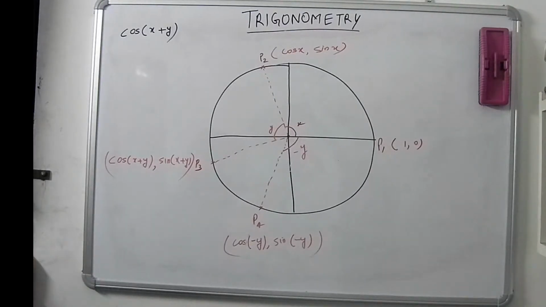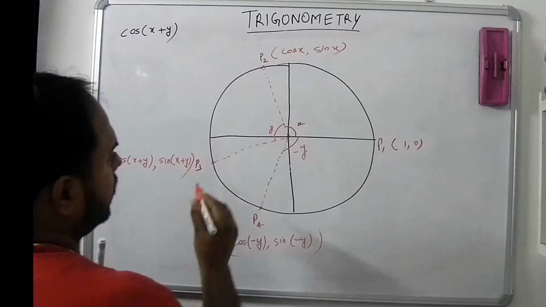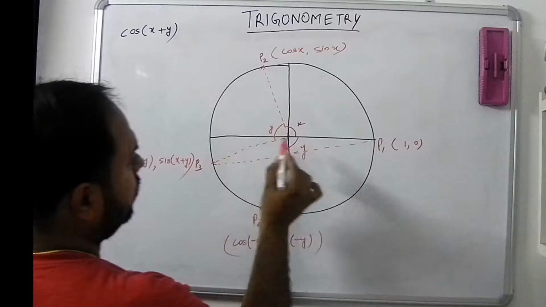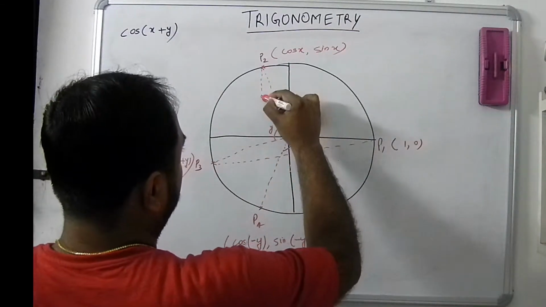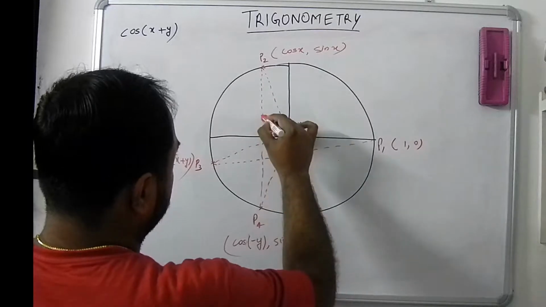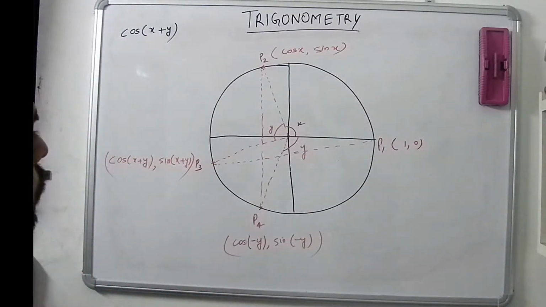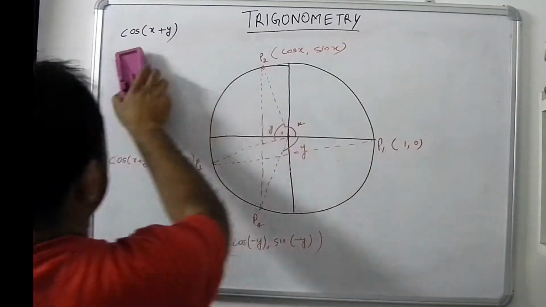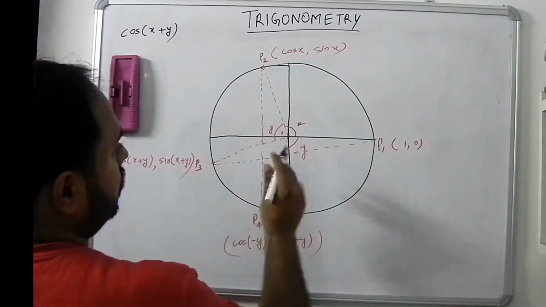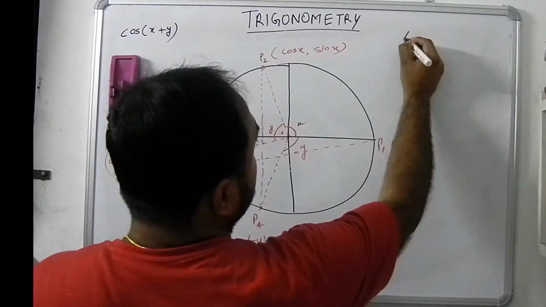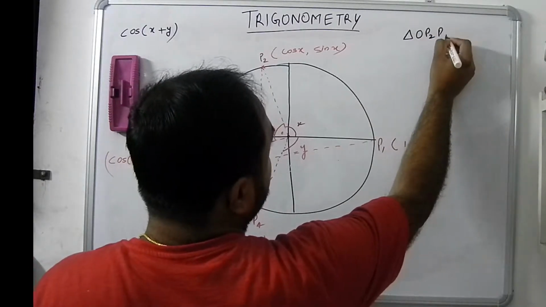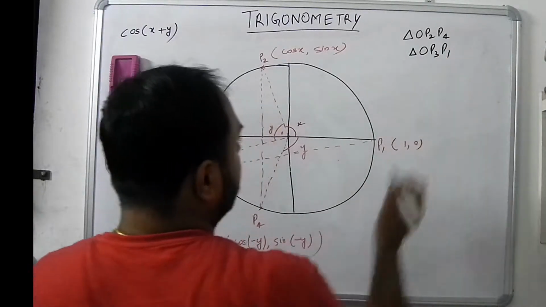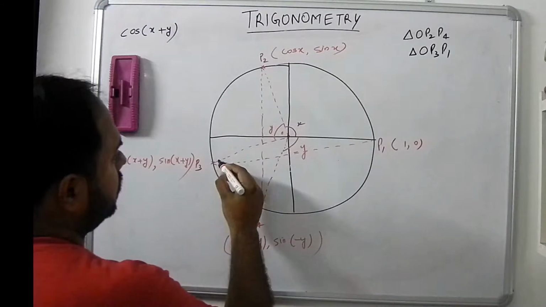Now what we are going to do is look into two triangles. I'm sorry, not circles, triangles. Let's call the origin O. So what are the two triangles I am looking at? The two triangles are triangle O, P2, P4 and triangle O, P3, P1, right?